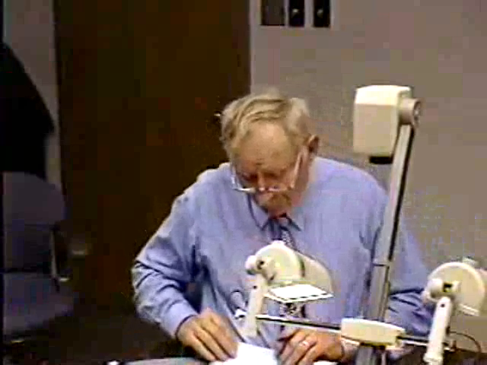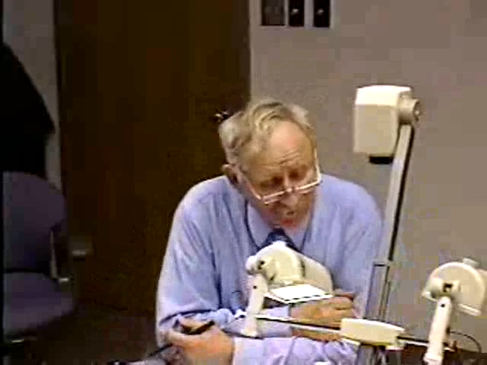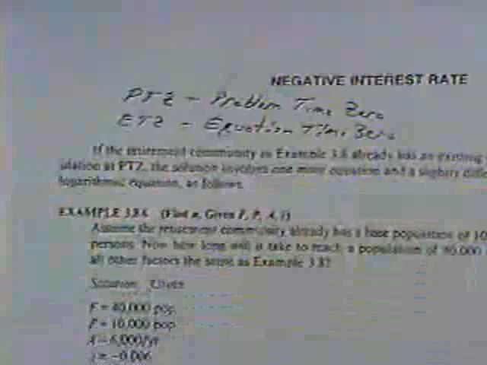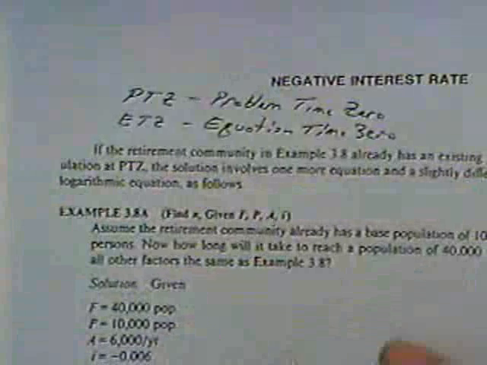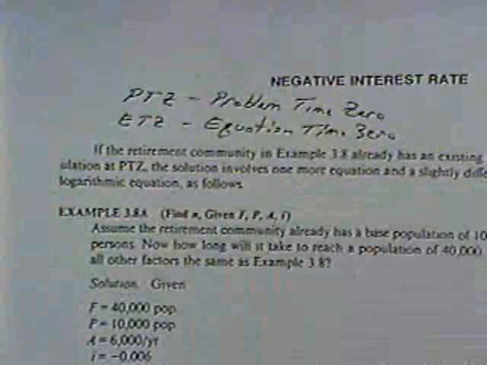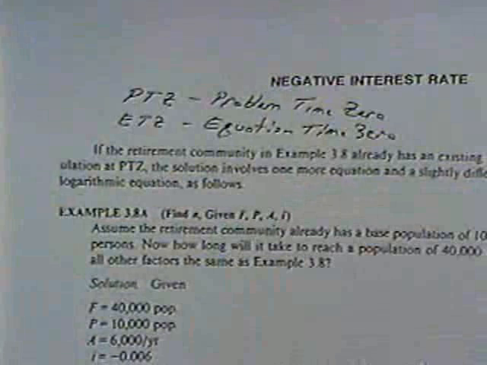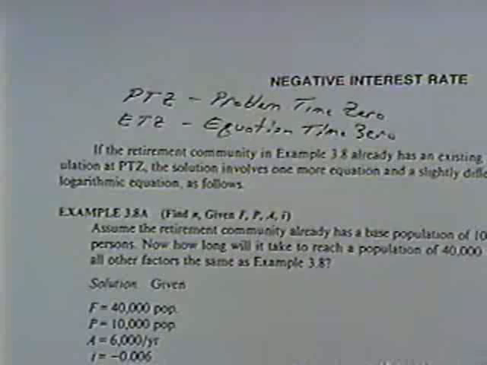Okay, go to page 7, which is example 3.8a, and I just wanted to point out a couple of things to you there. On some of the problems, they talk about PTZ, which is problem times 0. Sometimes people use strange nomenclature. PTZ is problem times 0. ETZ is equation times 0. On those equations and those figures that I showed you, there's a times 0. Sometimes the problem times 0 is different than the equation times 0, and you just need to take that into account.